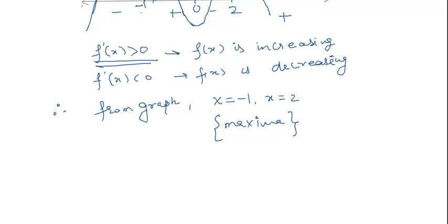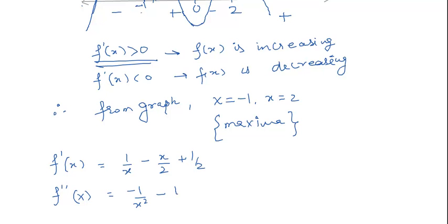And if we want to calculate mechanically, we can do that also. That is, we had f dash x equal to 1 by x minus x by 2 plus half. To find the maxima, we double differentiate it. So let us double differentiate it. F double dash x will be equal to minus of 1 upon x square minus 1 by 2.